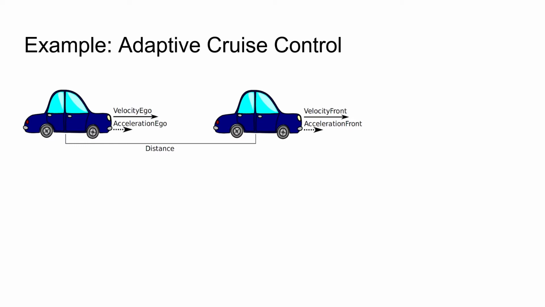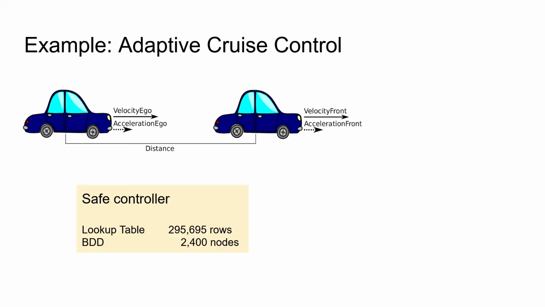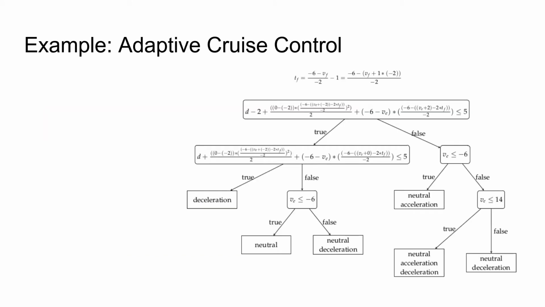Consider this adaptive cruise control with 2 cars, ego and front. We want to control the acceleration of ego such that it never comes too close to front. The lookup table and BDD for this controller again are incomprehensibly large, even larger than in the previous example. In contrast, a decision tree for this problem can look like this. Again, you can see that it is small, but right now we have these huge predicates here and here, which look pretty scary.